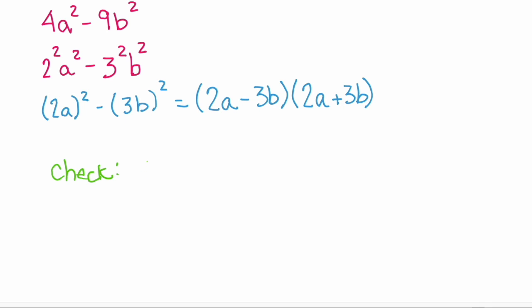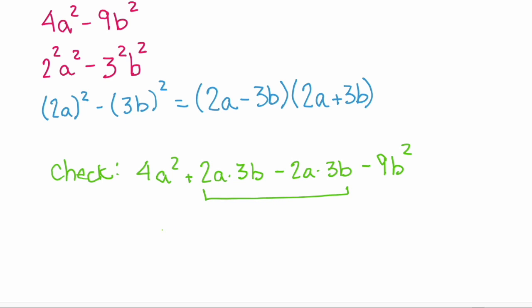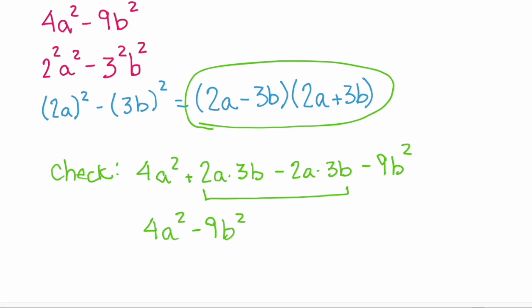Our first two terms are 4A squared. Our outer are 2A times 3B, and our inner is minus 2A times 3B, and our last is minus 9B squared. Notice that these two middle terms cancel each other out. So we're left with 4A squared minus 9B squared, which is the binomial we were asked to factor. So this is the correct factored form for that difference of squares.